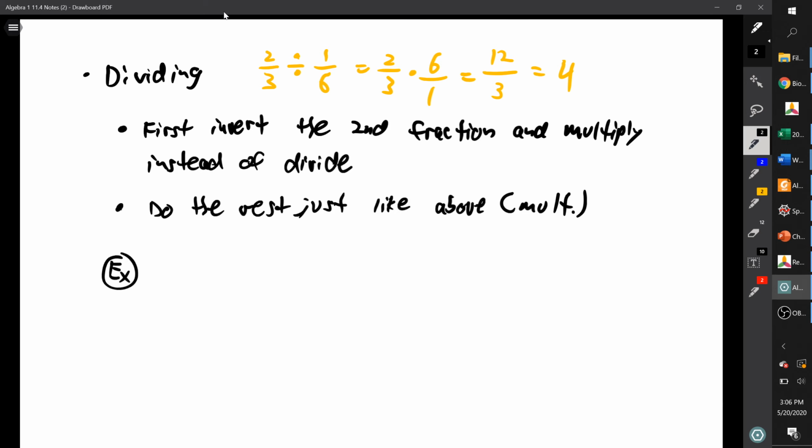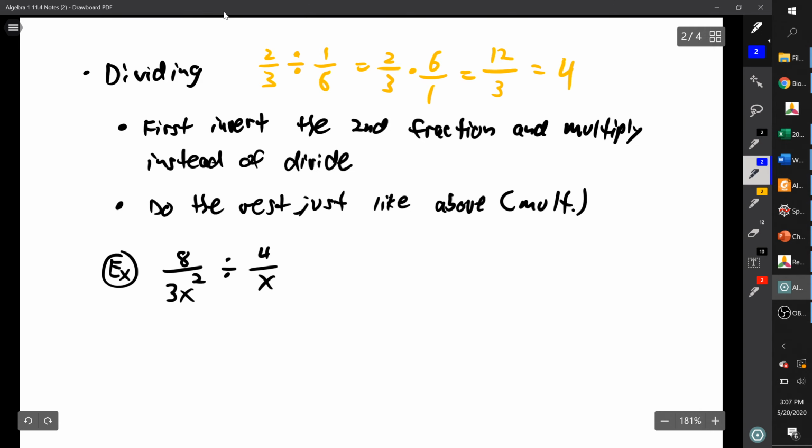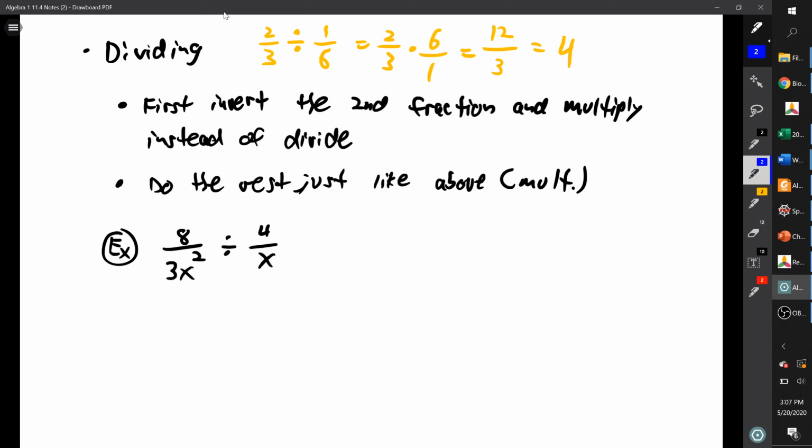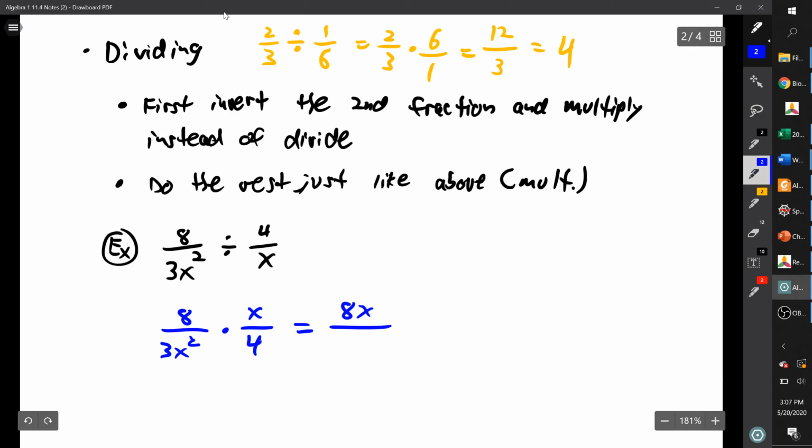So this would be like, let's do 8 over 3x squared divided by 4 over x. So the first thing we need to do is invert and multiply. So the first one stays the same, 8 over 3x squared. Now instead of dividing by 4 over x, we multiply by x over 4. So what do we get in our numerator? 8x. What do we get in our denominator? 12x squared. Now we look to see how we can simplify.